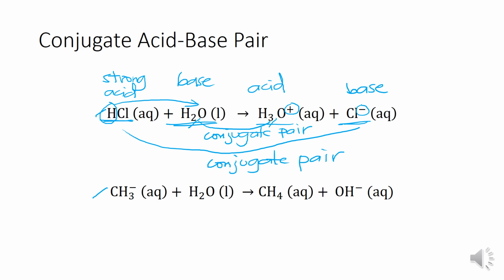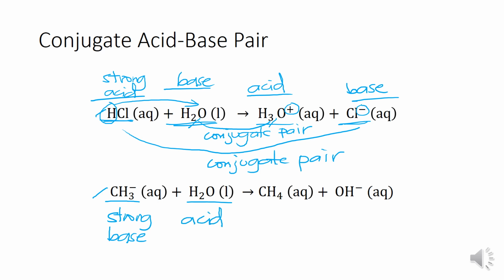So, in each conjugate pair, we have an acid and a base. Okay, next example, we have here the methyl anion. The methyl anion is a strong base, so it is very good at accepting a hydrogen ion. If we add that to water, then water will act as an acid.